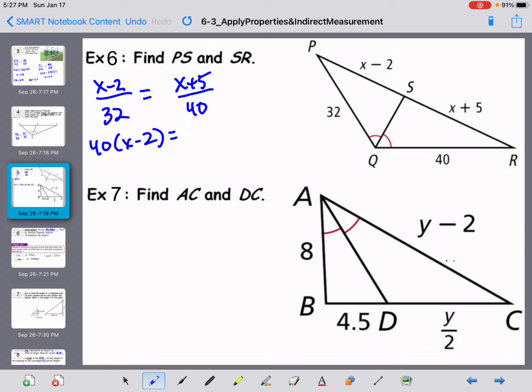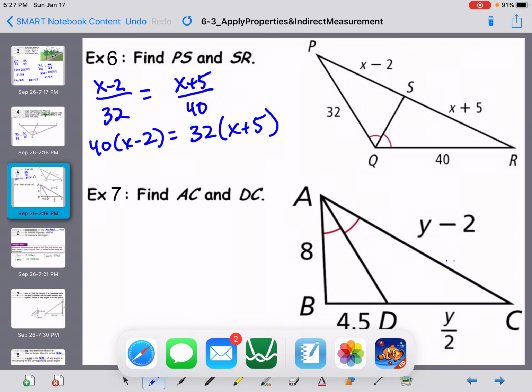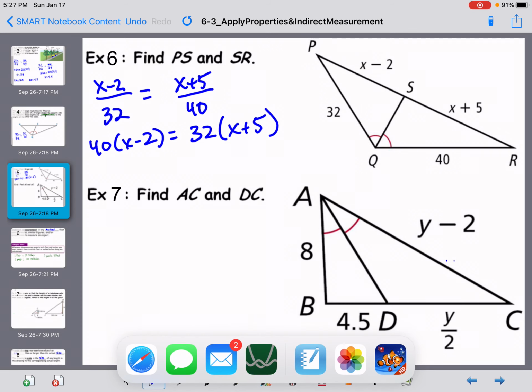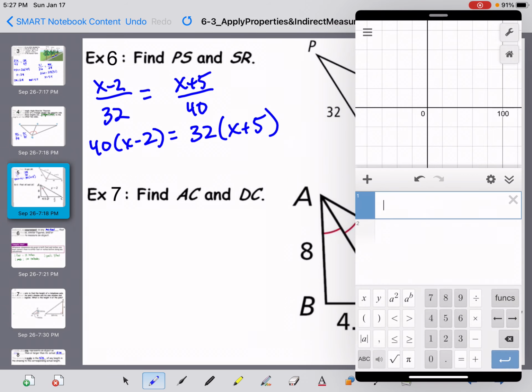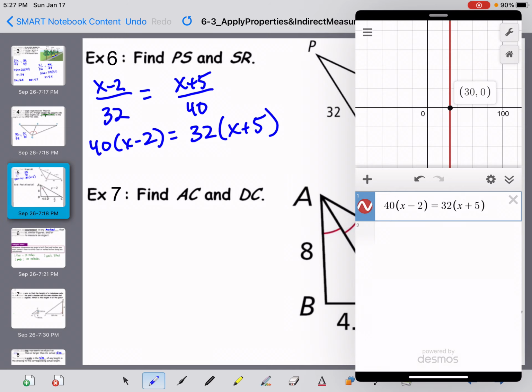Cross multiply, that's going to be my very first step. We spent some time practicing that. We know how to do that part of the problems. All right. 40 times x minus 2 equals 32 times x plus 5. X equals 30.